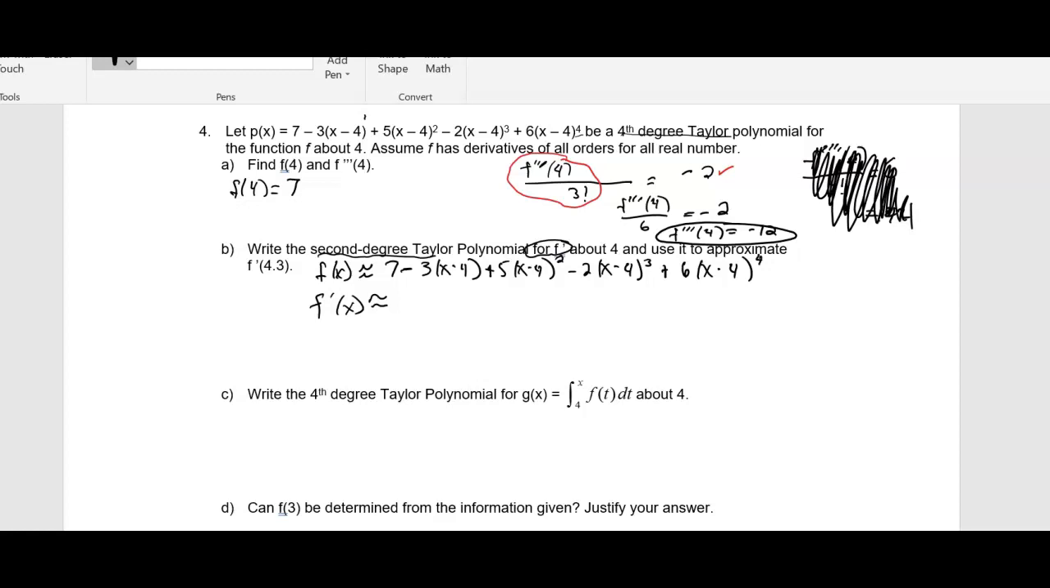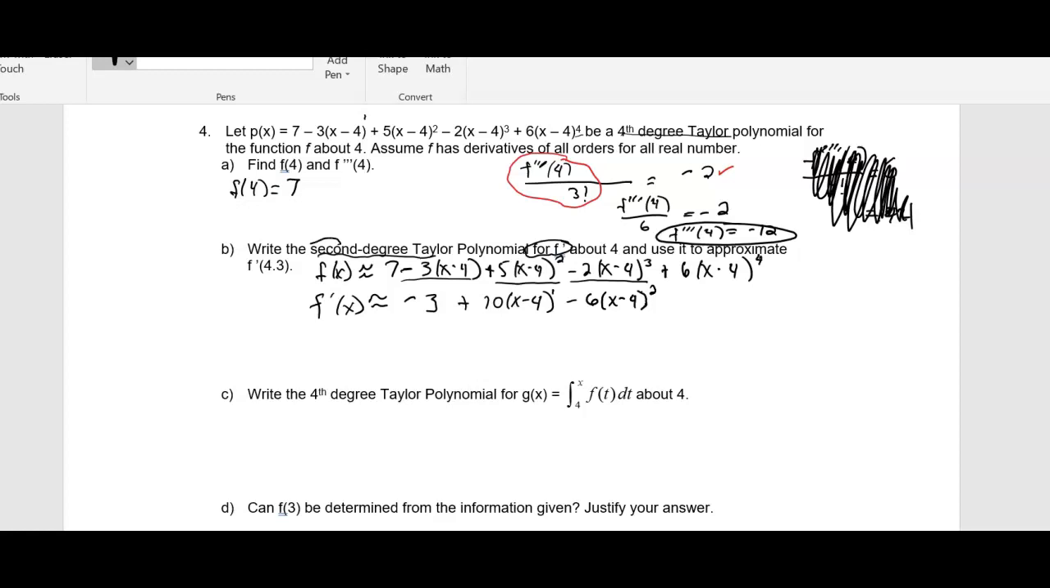So if I take the derivative of the left-hand side, I'm going to take the derivative of the right-hand side. The 7 would go away. That derivative is a 0. The derivative of this term would just leave you with a negative 3. The derivative of this is your chain rule. You take your 2, multiply it by 5. That would give you 10. And then we would get x minus 4 to the power of 1. The derivative of the inside quantity would just be a 1. If I take the next derivative, I would get a negative 6(x minus 4) squared.